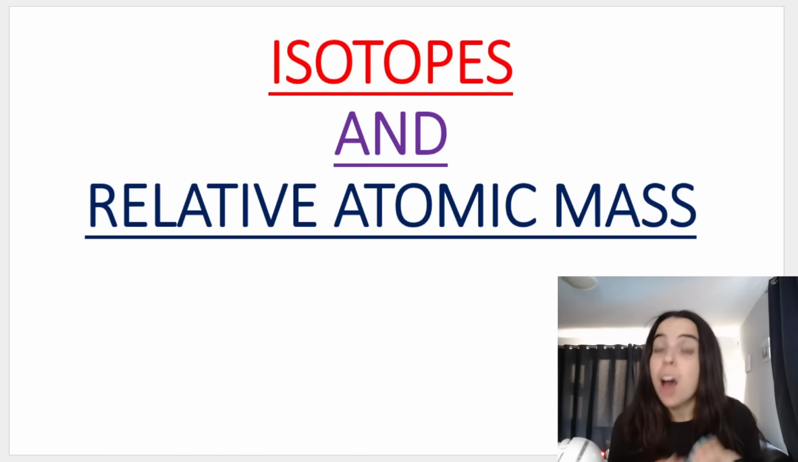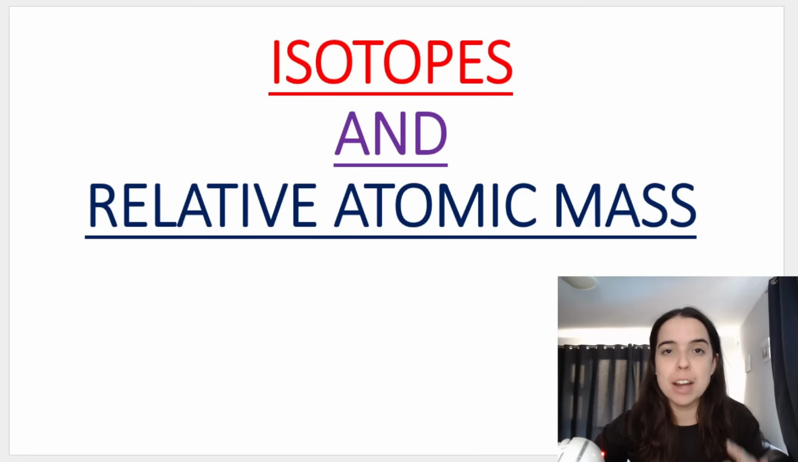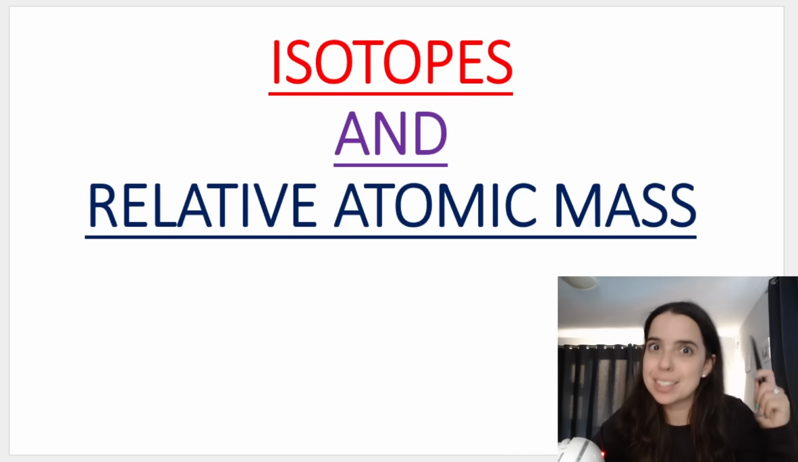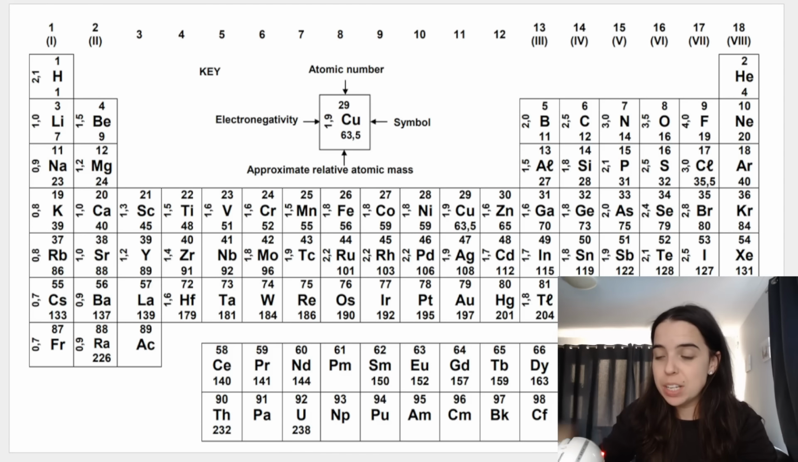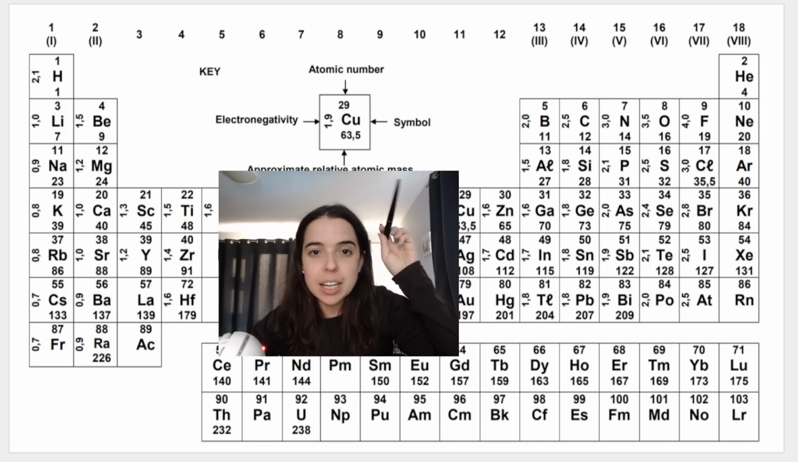Before we go over what isotopes are and going over relative atomic mass, I just want to remind you about the atom, atomic number, atomic mass number, how to calculate number of protons, electrons, neutrons, because it's important for this video. Obviously, you will always make use of the periodic table, very, very important. And what I want you to notice, if you haven't seen my other videos in this playlist, which I recommend you watching, but here is this key.